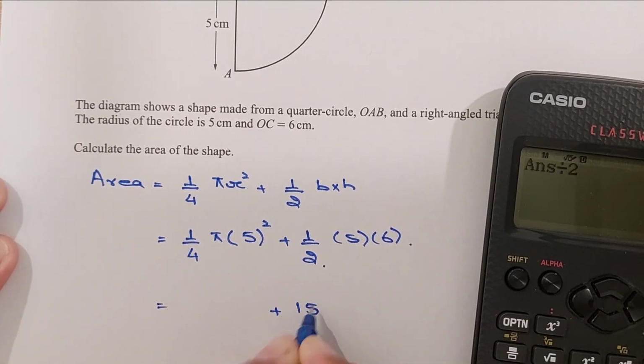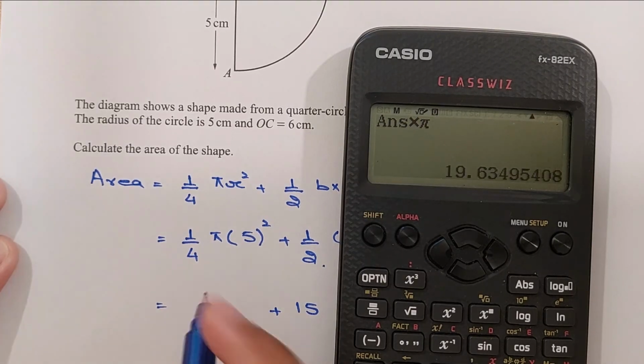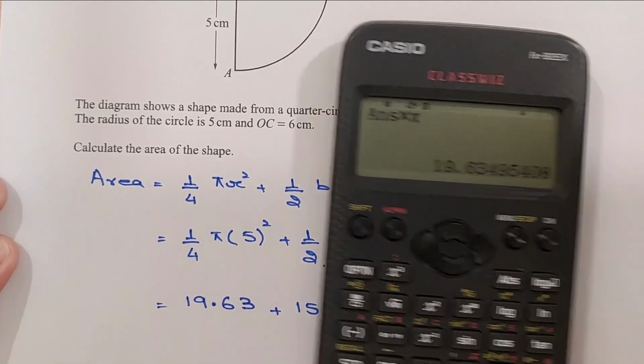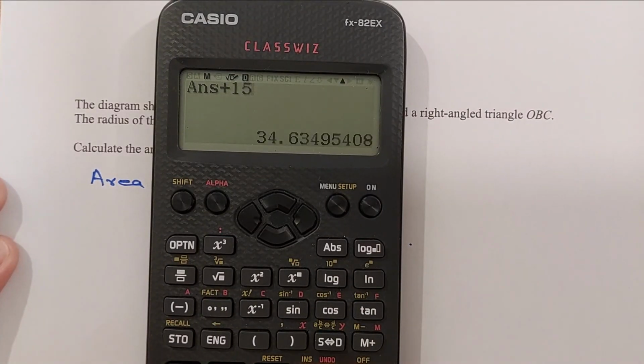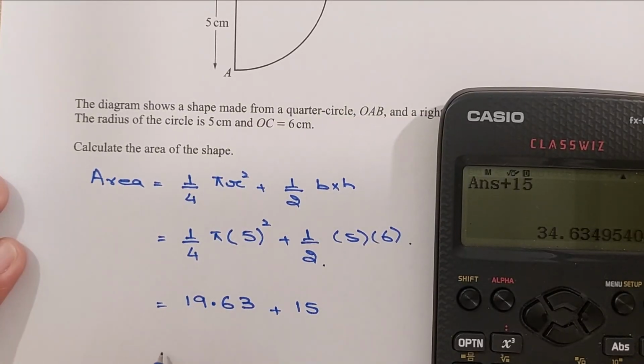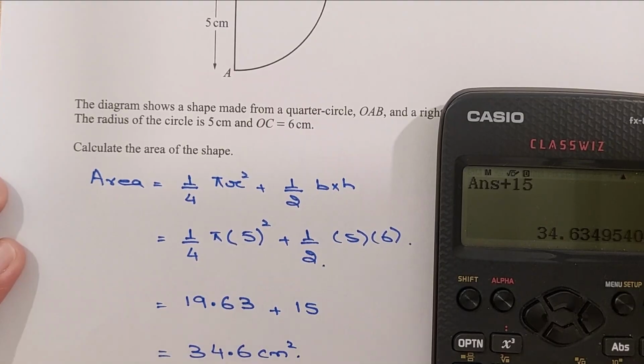Plus 15. And what is this? 25 divided by 4, and times by pi. This is 19.63. Okay, and adding 15, we have 34.63. 34.6 we can say. 34.6 centimeters squared is the area of the shape.